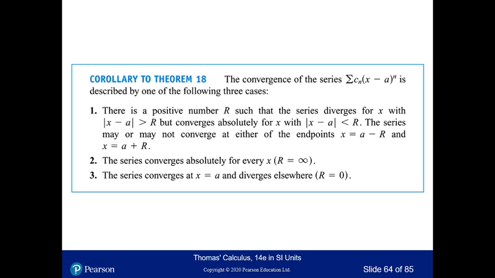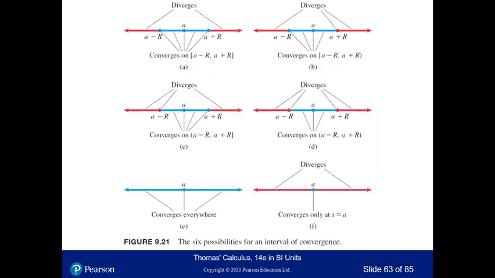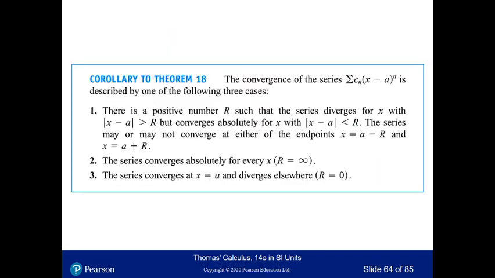X is equal to a minus r and a plus r, as we said, half open from the right, half open from the left, or open interval. So that's what it's talking about here, summarizing what we had seen. And in 2, the series converges absolutely for every x. This is the situation, I think 5, E here. So in other words, radius of convergence is infinite, r is equal to infinity.